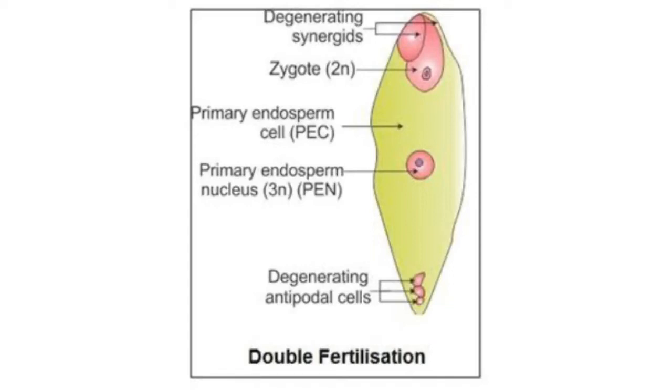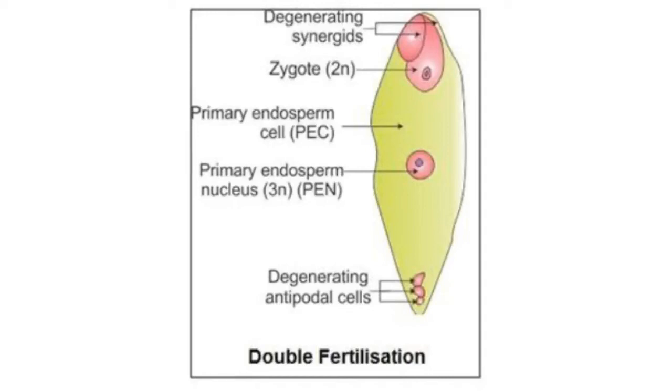The second male gamete fuses with the two polar nuclei, or the secondary nucleus. The first male gamete fuses with the egg cell to form the diploid zygote. The second is fusing with the two polar nuclei, or secondary nucleus, in the central cell to form the triploid primary endosperm nucleus, PEN, as you say in short. This process is called triple fusion, as three haploid nuclei are involved in the fusion.